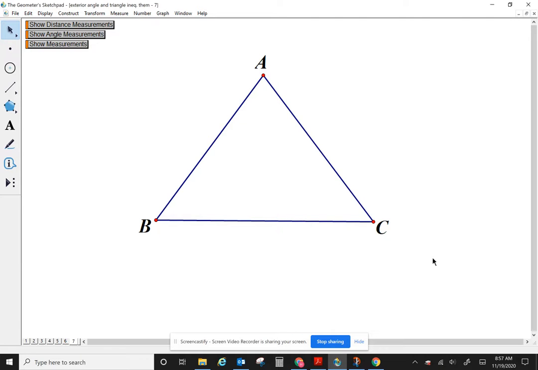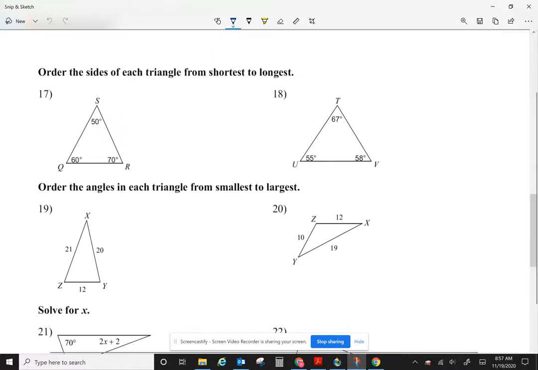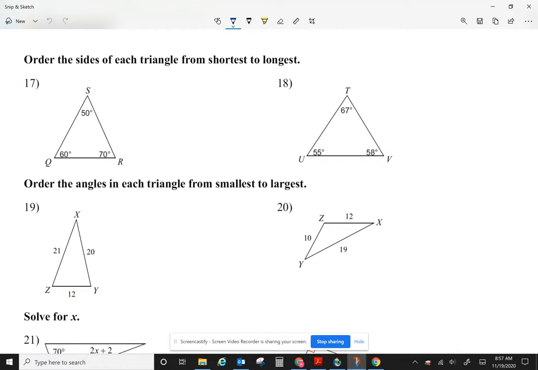All right, so we're going to be looking at triangles. Our homework for today is going to be asking me to list the sides, order the sides of each triangle from shortest to longest, but I'm not giving measurements of sides. I'm giving measurements of angles.